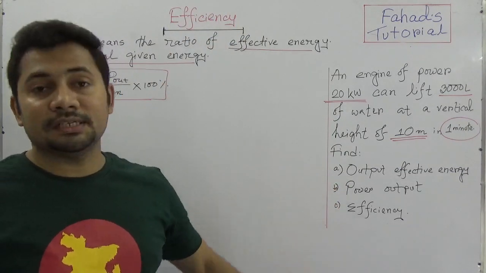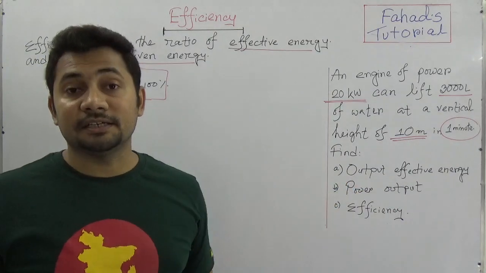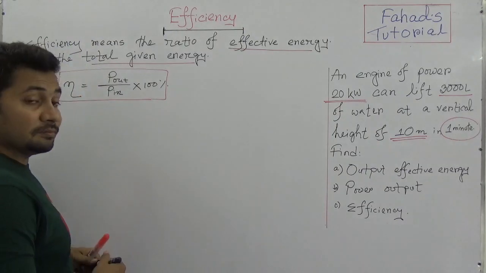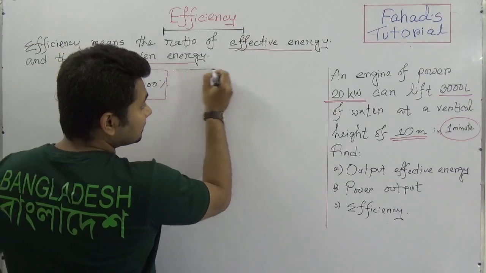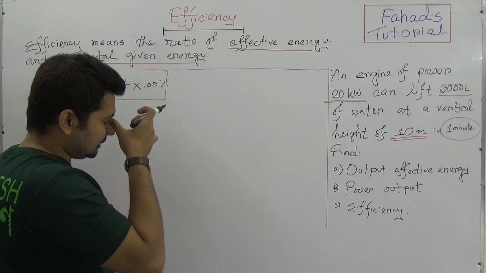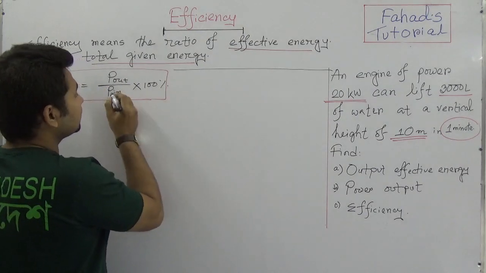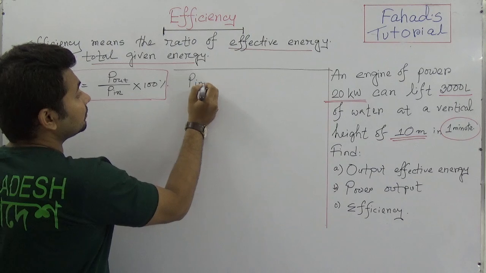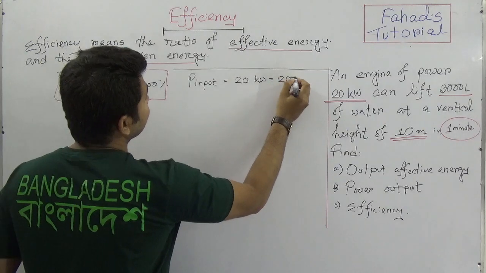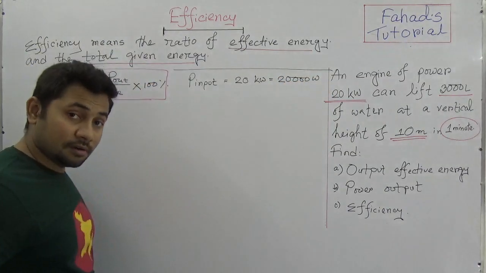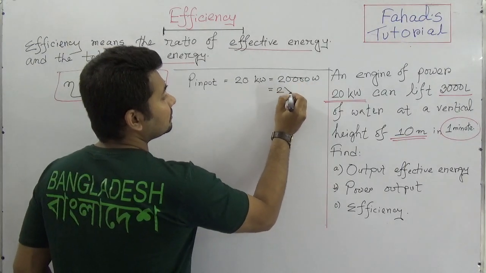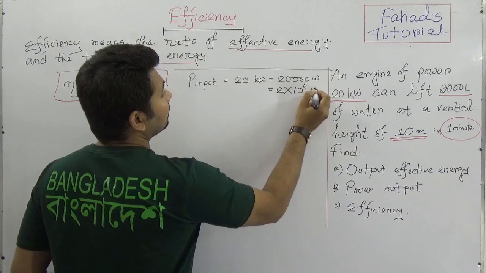And then 3 questions were asked. So output effective energy, how can we do that? What data is given? We must know that this 20 kilowatt is the given power. That kilowatt, you know what the unit of power is. So given power, or you can say power of input, is 20 kilowatt, or even 20,000 watt. Or you can see that there are 4 zeros, so we can say 2 times 10 to the power 4 watt.